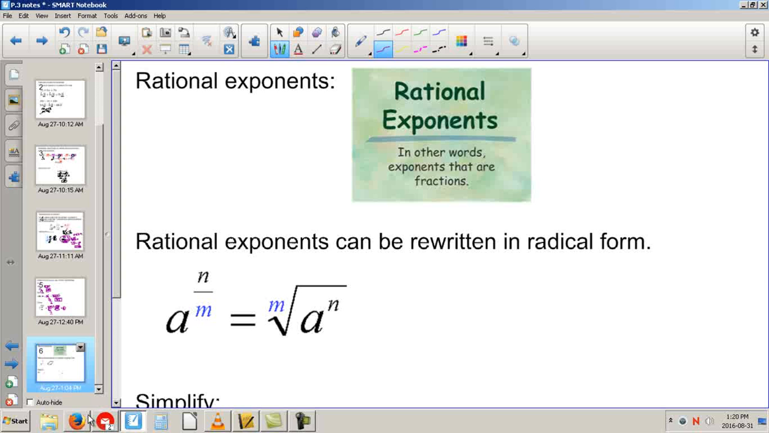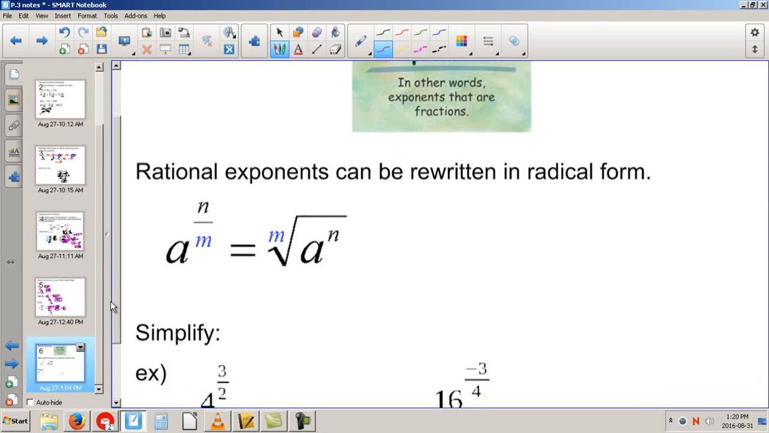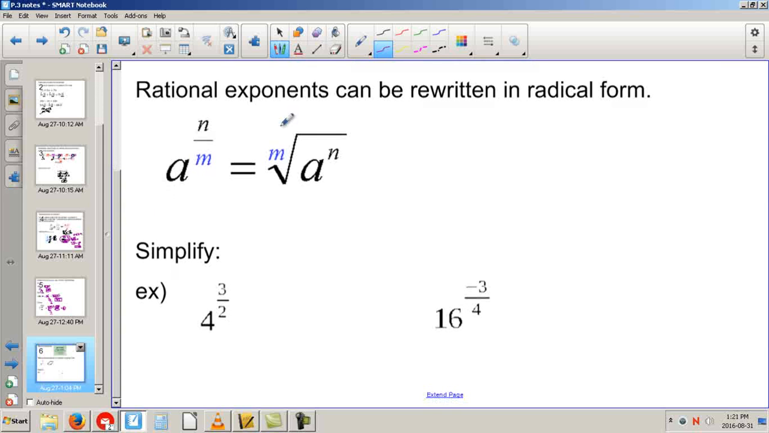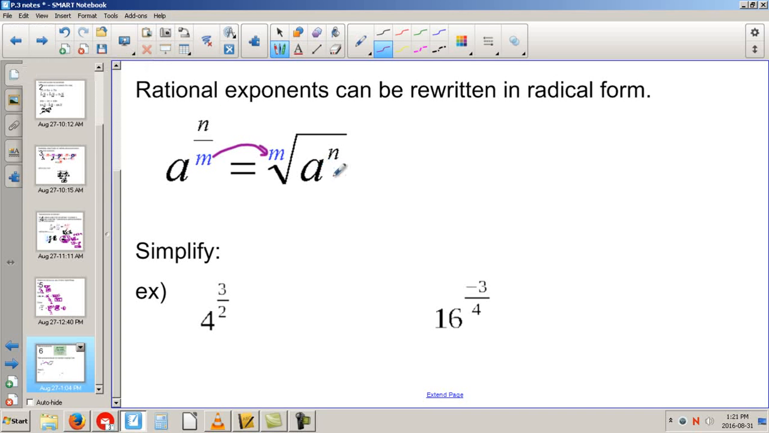All right, so we come to the last slide here. Talk about rational exponents. Rational exponents are just exponents that are written in fraction form. They can also be written in this radical form. Notice the bottom here goes right out here, and then the n, the higher exponent, the top one goes here. So we just want to be able to go back and forth, and let's look at these two examples.